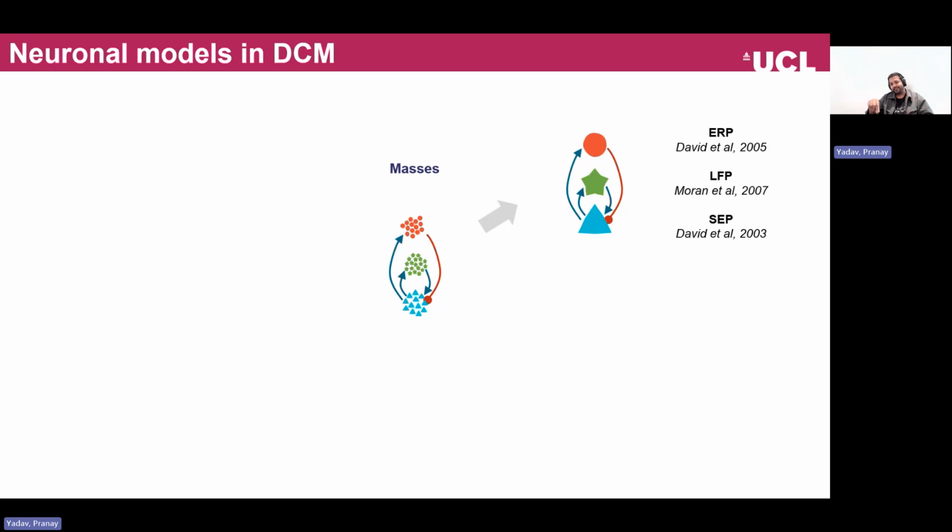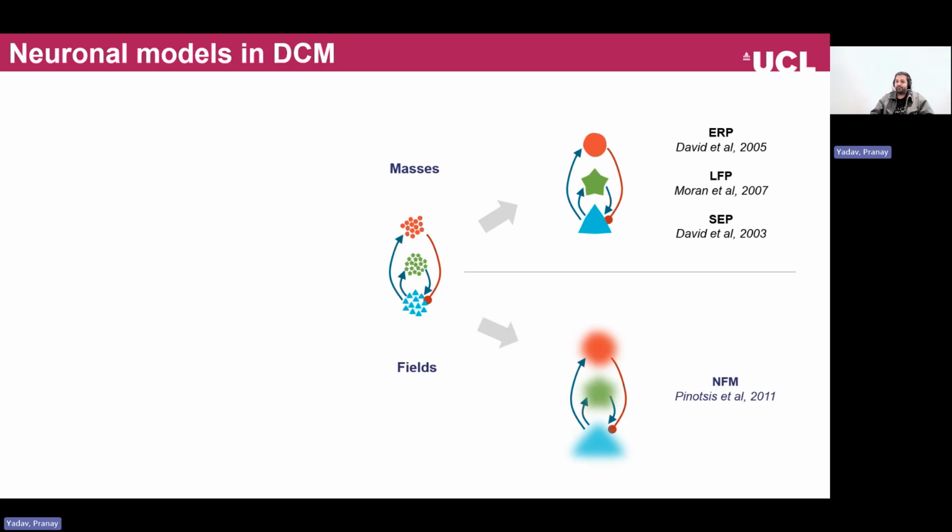Another way to go about this is by preserving the variability across populations, across neurons, and treating the cortical sheet as a continuous neural field in two dimensions. So this preserves variability within a population across different neurons. These kinds of models are much more complex. They're called neural field models, and they are implemented in DCM, and they're much more challenging to use.